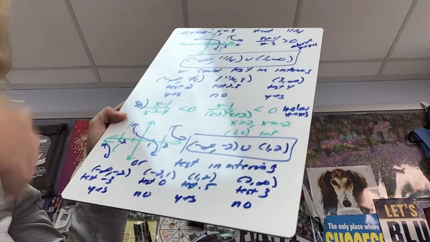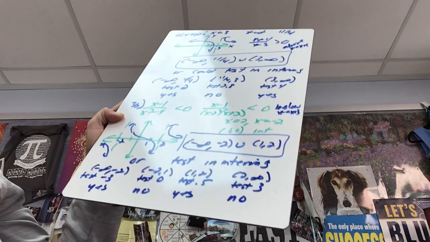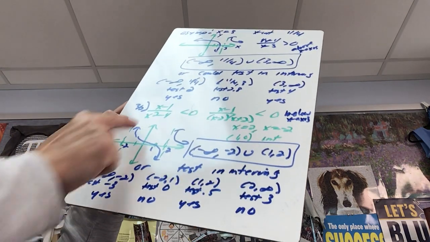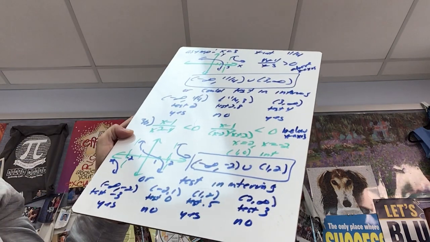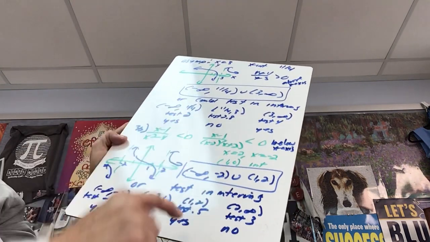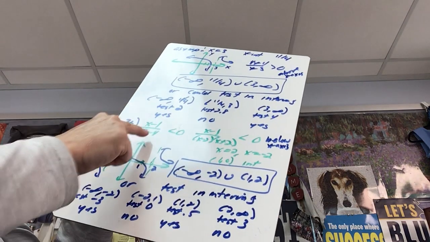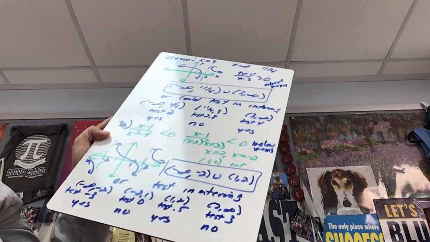Now, could I have done the algebra? Once I figured out my asymptotes and my intercept, could I have set up intervals if I wanted? Sure. If I put in -3, I end up with a negative value. That is true. If I put in 0, I end up with a positive. That's no, it's not less than 0. If I put in a half, I end up with a true statement. If I put in 3, I end up with a false statement.